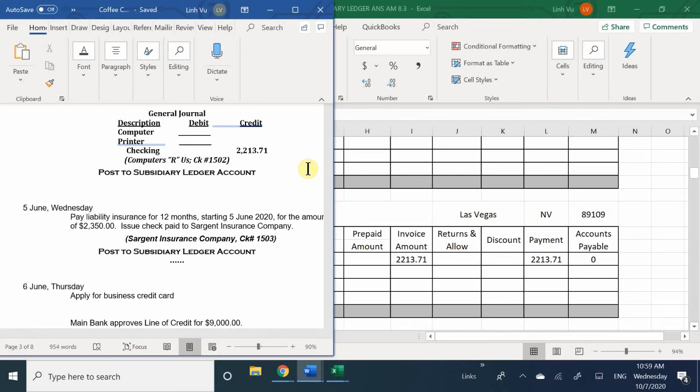So we're paying liability insurance for 12 months, okay, starting on the 5th of June, for the amount of $2,350. Okay, and you issued a check and you made it payable to Sargent Insurance Company. So, how do I journalize this?